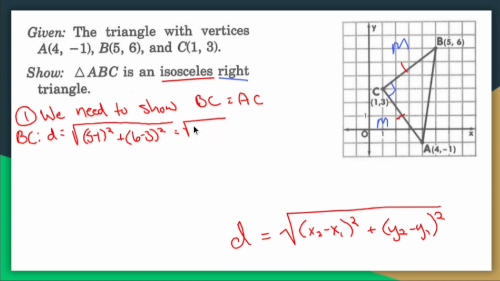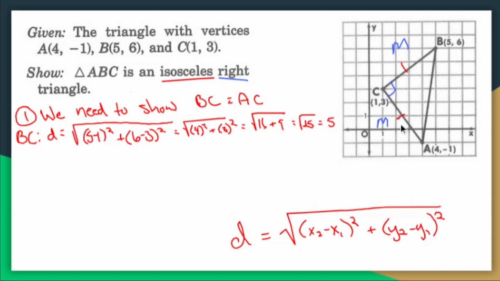Okay, that's going to get me 4 squared, which is a fun game, plus 3 squared in square root. Still in the square root, 16 plus 9, which is the square root of 25, which is 5. So the length of BC is 5.